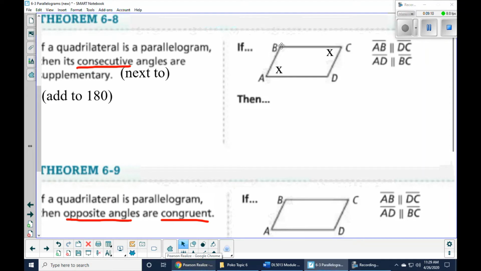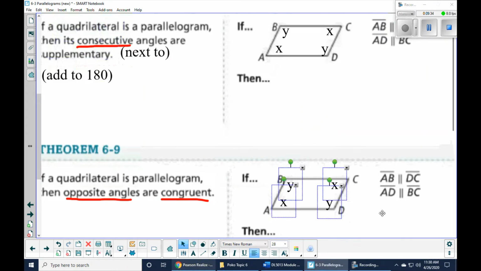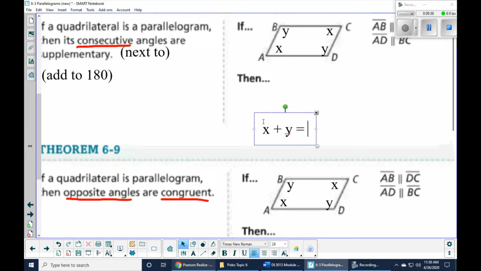Well, are these two that are right next to each other congruent? No. So I'm going to put a Y there. Which also means that the angle across from the Y is also Y. Okay? So I'm going to copy and paste those all the way down here because we have the same thing going on. But we are going to know that X plus Y, whatever those two measures are, this X and this Y, they're going to add up to 180.